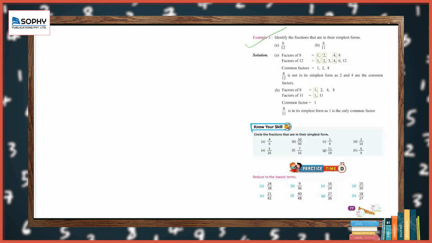Next is our example number 3, students. We have to identify the fractions that are in simplest form. Factors of 8 and 12: the common factors are 1, 2 and 4, that means it is not in its simplest form. Factors of 8 and 11: the only common factor is 1, that means it is in its simplest form, as 1 is the only common factor.